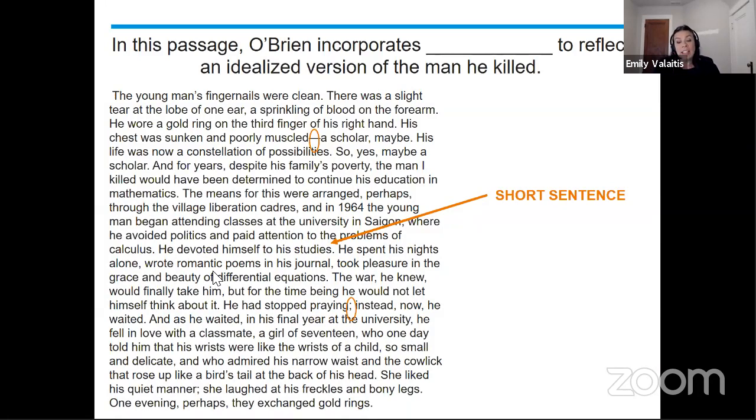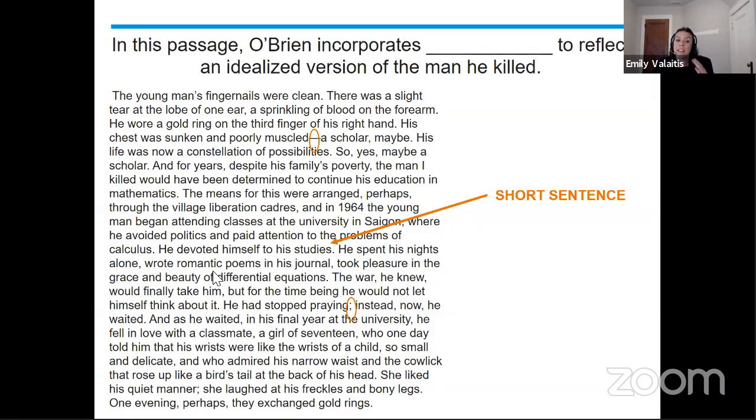You might have recognized that there was a semicolon about three-quarters of the way through that first paragraph. A semicolon, again, functions to take two independent clauses and put them together, when a period could have been used to separate them. So instead, the semicolon is going to connect and unify, and in some cases, that connection might signal a division, which is what we see here. So Tim O'Brien writes, "He had stopped praying; instead, now, he waited."